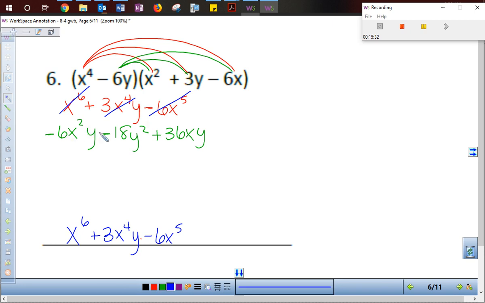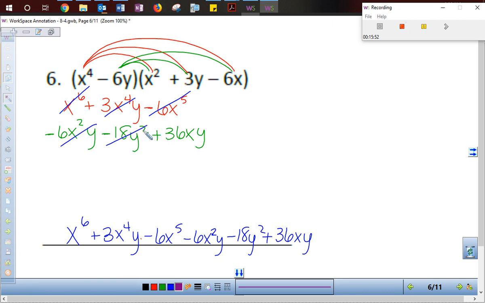xy, or x squared y, looks like it's on its own as well, followed by y squared and 36xy. So if you'll notice on this problem, we didn't have any like terms, and that's okay. Sometimes that's going to happen. Just be careful to pay attention and make sure you didn't miss anything.